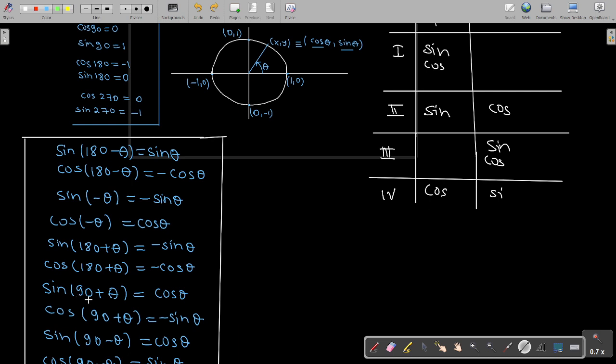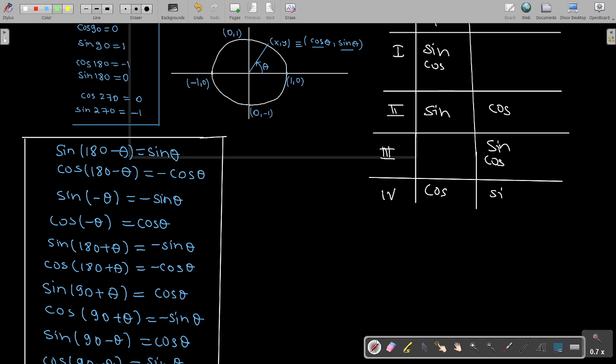Odd multiples, for example 90. I'm talking about 90, not 180. It is nothing but pi by 2. For odd multiples of pi by 2 plus theta, or 3 pi by 2 plus theta or minus theta, what happens? The trigonometric ratio changes from sine to cos. That's what you have to remember. And when it is pi plus theta or pi minus theta, it doesn't change. That's what's important.